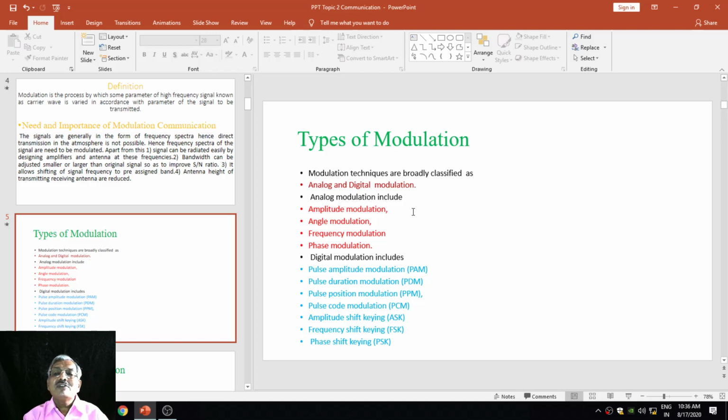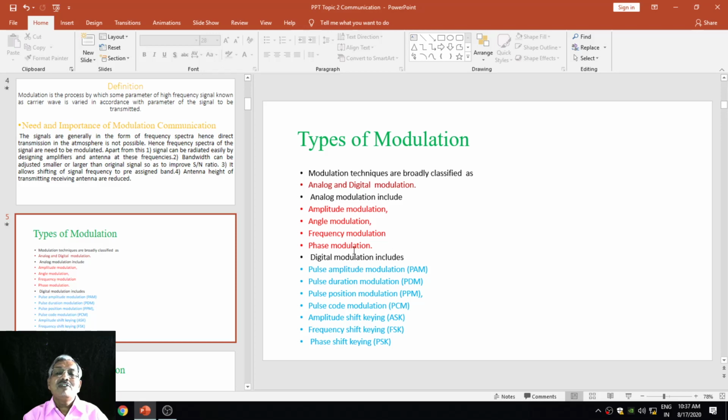The analog modulation is further classified into different types. One is amplitude modulation, the second one is angle modulation, which includes frequency modulation and phase modulation. So all these are the types of analog modulation. Out of these types, we are going to study two: amplitude modulation and frequency modulation.